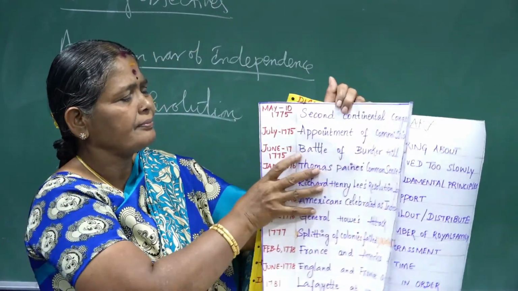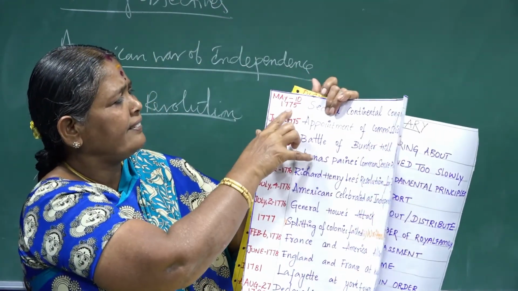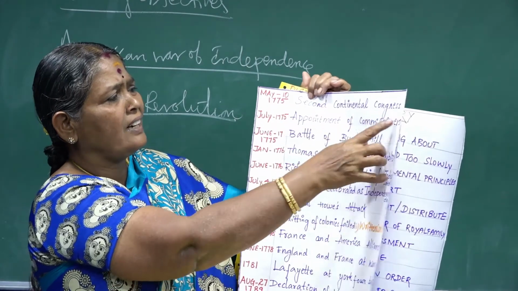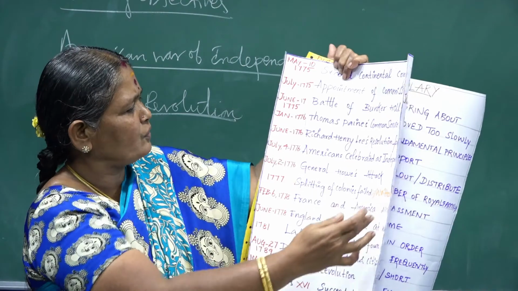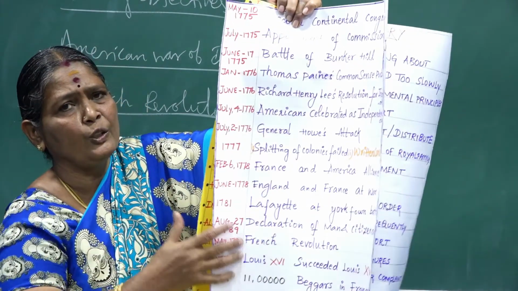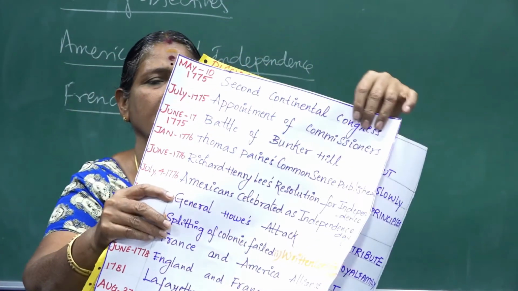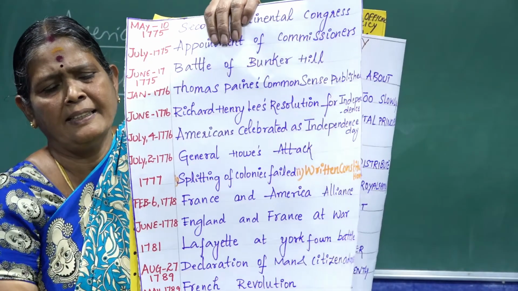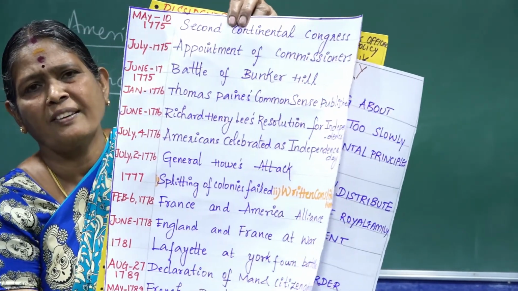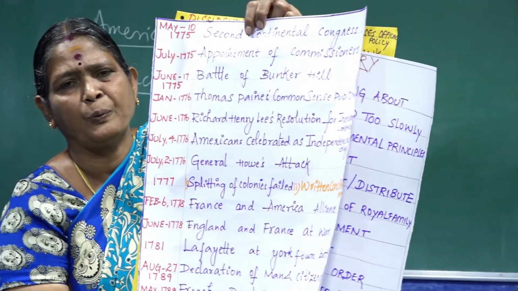Then 1775, May 10, Second Continental Congress. July 1775, appointment of commissioners. Children, you see here I show you the years and events close to you. You focus on this, it would help you.